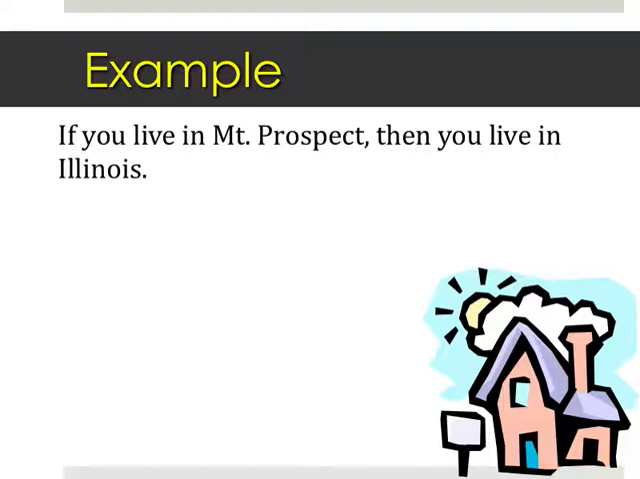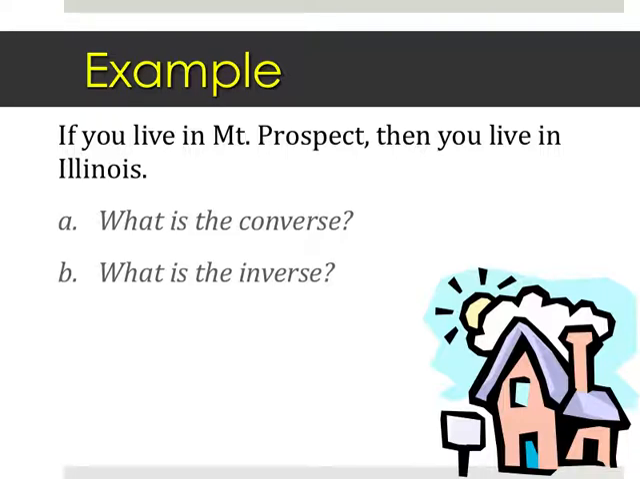So, for instance, if you live in Mount Prospect, then you live in Illinois. What's the converse? Tommy, go ahead. If you live in Illinois, then you live in Mount Prospect. No, it's just a converse, you're not changing anything, you're just switching the order. Perfect. So take the hypothesis, make it the conclusion, take the conclusion, make it the hypothesis.